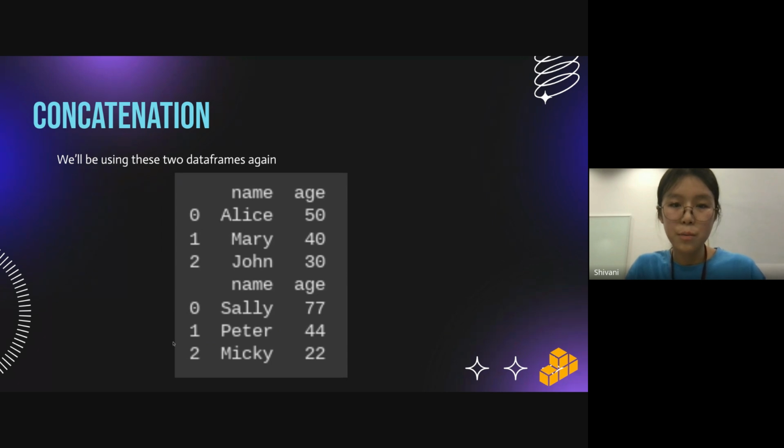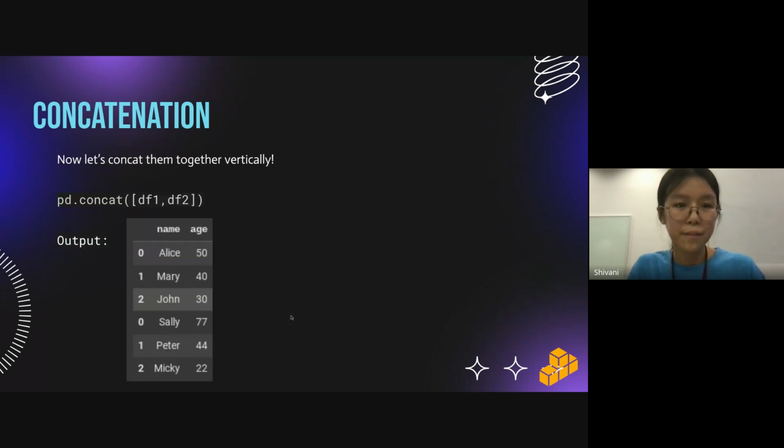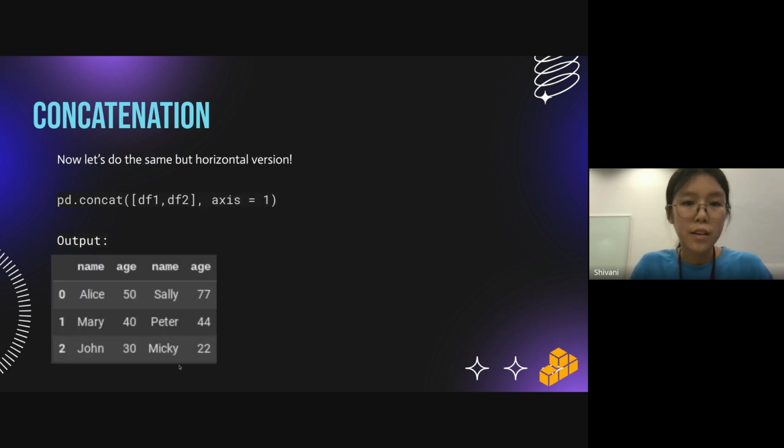And for this, we'll also be using the same two data frames again. And this is the correct syntax, .concat. And as usual, when we have more than one thing that we want to merge together, we use a square bracket. And usually, if you don't add the axis, it will assume it is to be merged vertically, which is what happens in this case. Alice, Mary, and John, then Sally, Peter, and Mickey below it. And if we do want to merge it horizontally, you can use axis equals 1. And now the values will be next to each other.